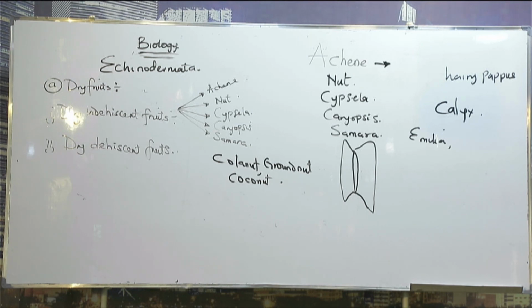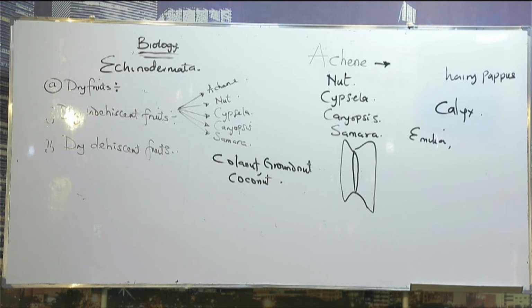Do you understand? What do you want to ask? Samara, you want to write it down? I will still give you the note. I said that the pericarp is modified into a membranous wing. Do you understand? So I think we'll have to move on.